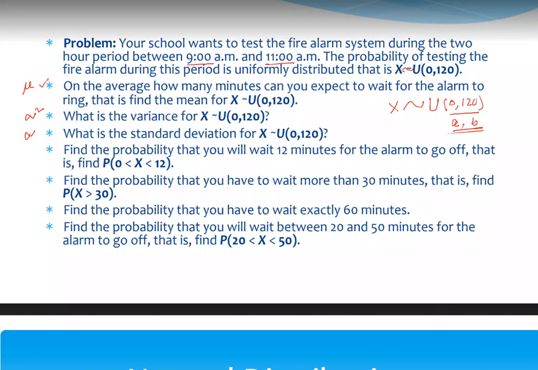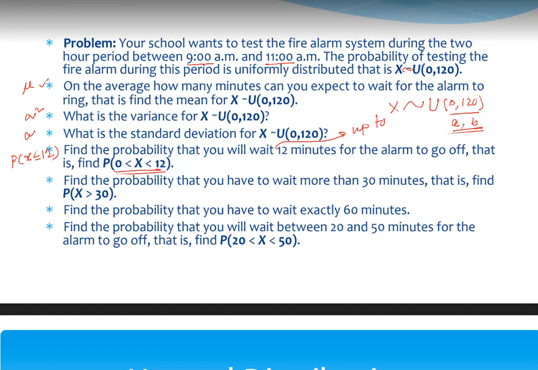Find the probability that you'll wait up to 12 minutes for the alarm to go off. That means they are asking you to find the probability that X is less than or equal to 12. Actually, I clarify it here: find the probability that 0 is less than X is less than 12.